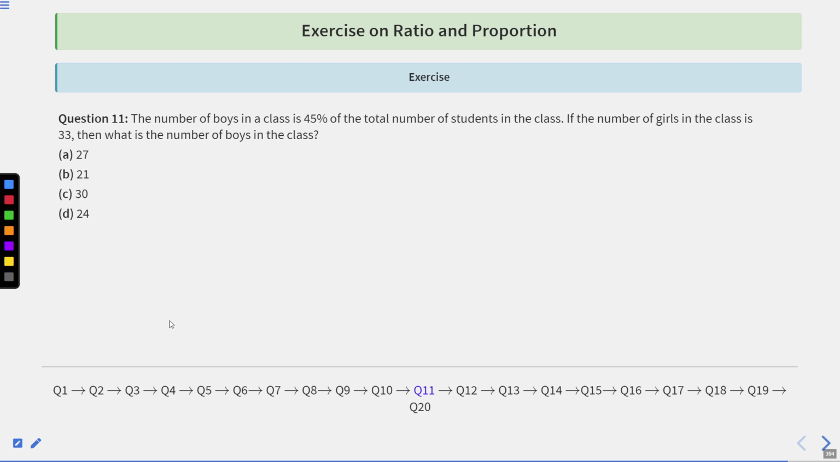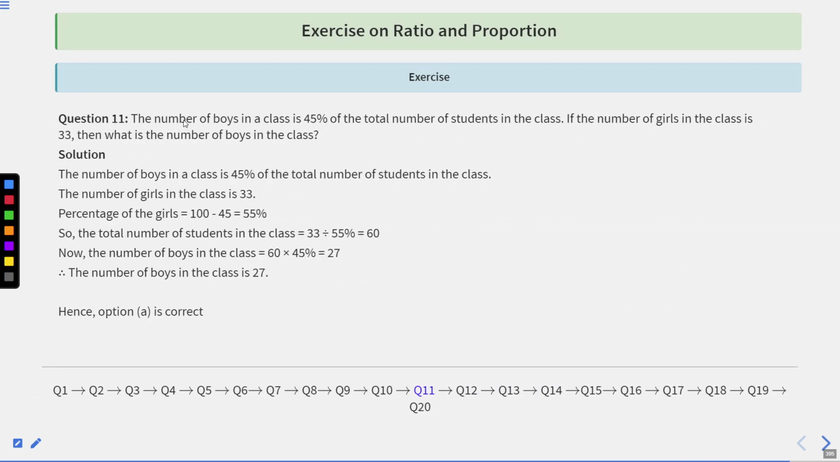Let us now move to the next question, that is question number 11. The number of boys in a class is 45% of the total number of students in the class. If the number of girls in the class is 33, then what is the number of boys in the classroom? So let us have a look over the solution. The number of boys in the classroom is 45%, that is given to us in the question. And the number of girls is 33. This information is also given to us in the question.